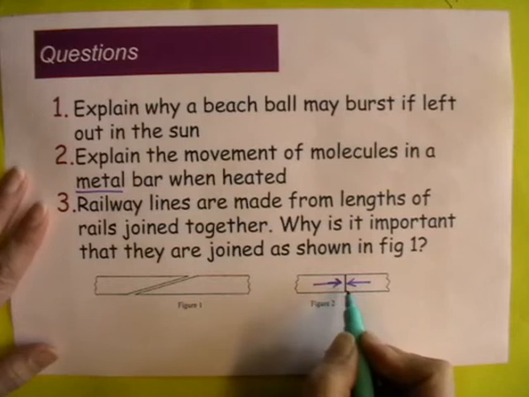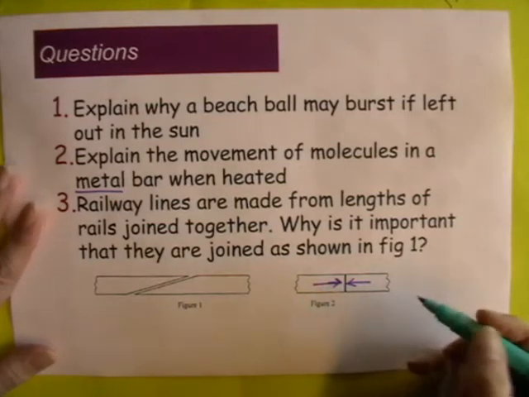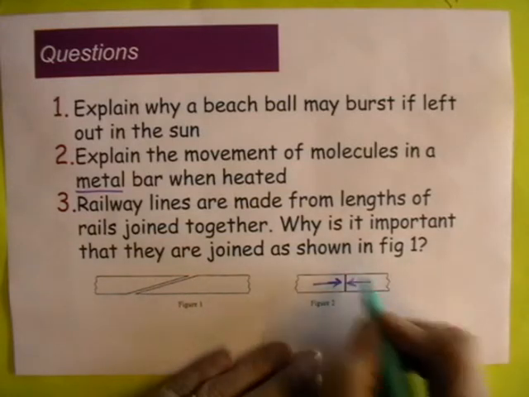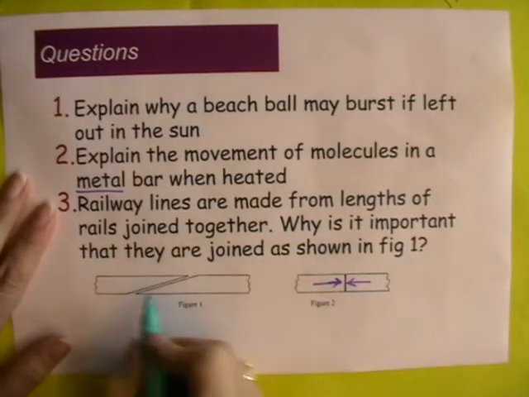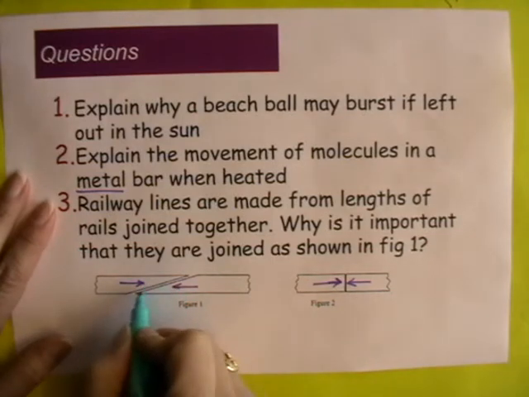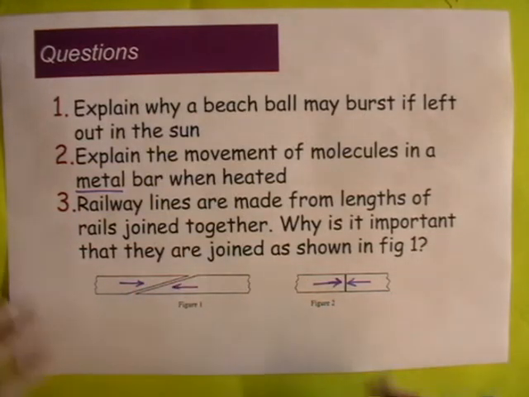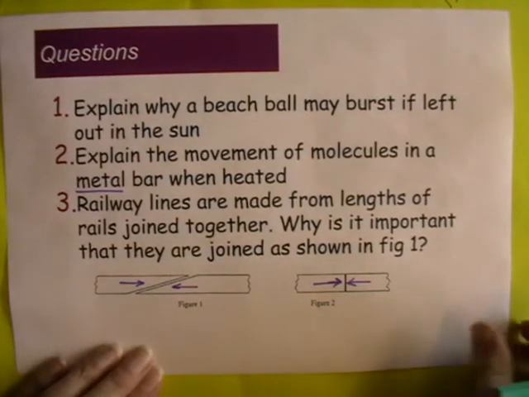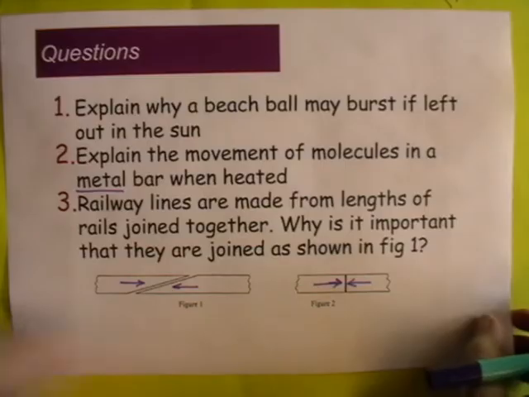up against each other, and because they're coming head on to each other, they could cause it to buckle up and bend the metal. If we have it designed as in figure 1, this expansion will allow them to slide over each other and will accommodate that expansion and contraction due to the changes in the weather.